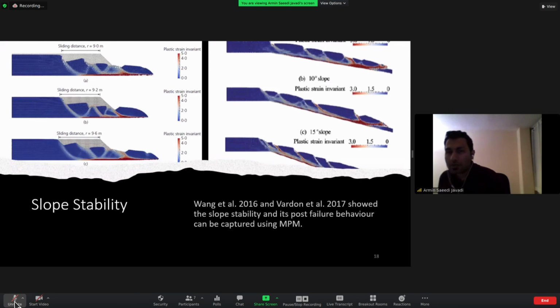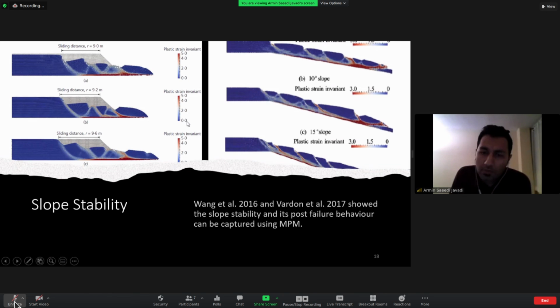Some researchers use this method to model the initial failure and post-failure behavior. For example, Wang et al. and Wander et al. in 2016 and 2017 tried to do that. They successfully modeled this behavior using different angles of a slope and, for example, different infiltration. Here I tried to present the formulation for dry state, but you can add water, you can add saturation, unsaturated states to this formula.